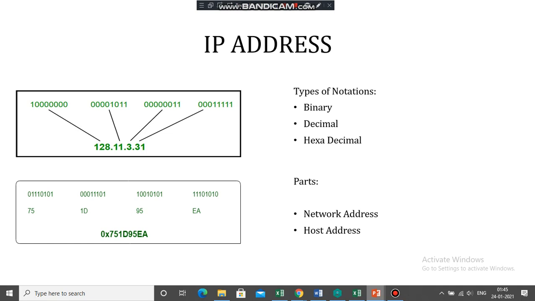In the binary notation, an IP address is divided into 4 parts, each part containing 8 bits known as octets. When we convert each of these octets to decimal numbers, we get the decimal notation, and when we convert them to hexadecimal numbers, we get the hexadecimal notation. An IP address is divided into 2 parts, network and host address. The TCP/IP wide area network is divided into many networks, and each network consists of multiple hosts.